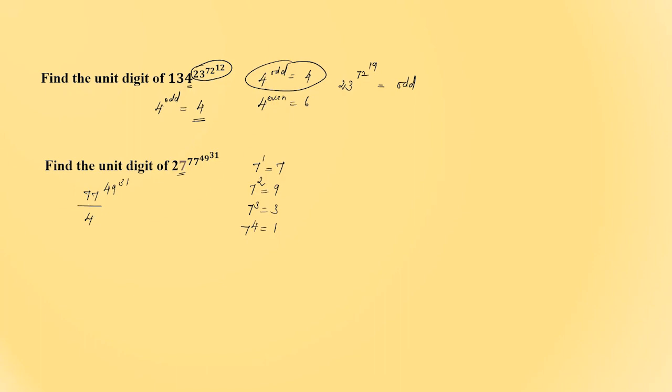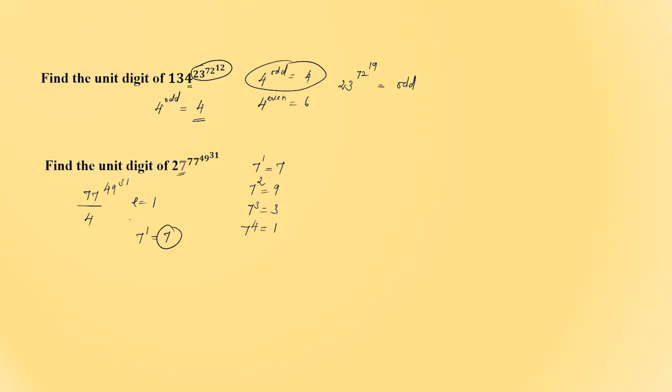Yes or no? Yes. So I can say 76 is a multiple of 4, so the remainder is going to be 1. 77 divided by 4, the remainder is going to be 1. So 1 raised to any power will give you a remainder of 1 only. So the answer for this is going to be the same as 7 to the power 1, which is going to give you 7 in the unit place.